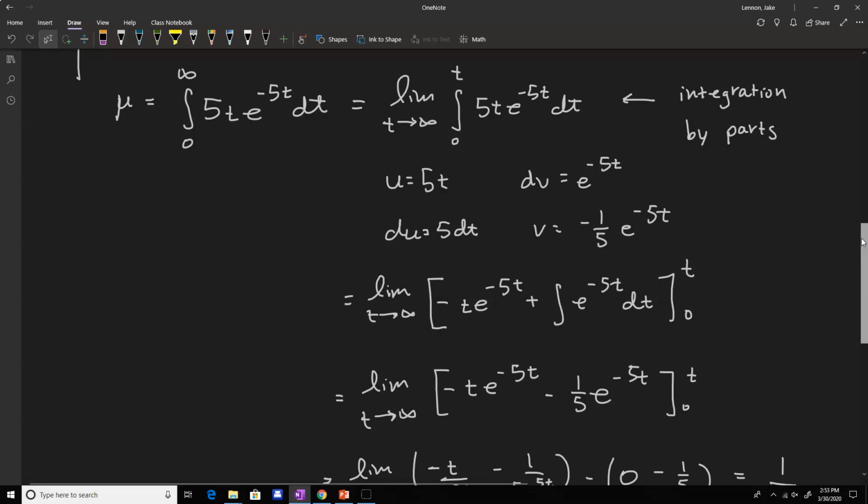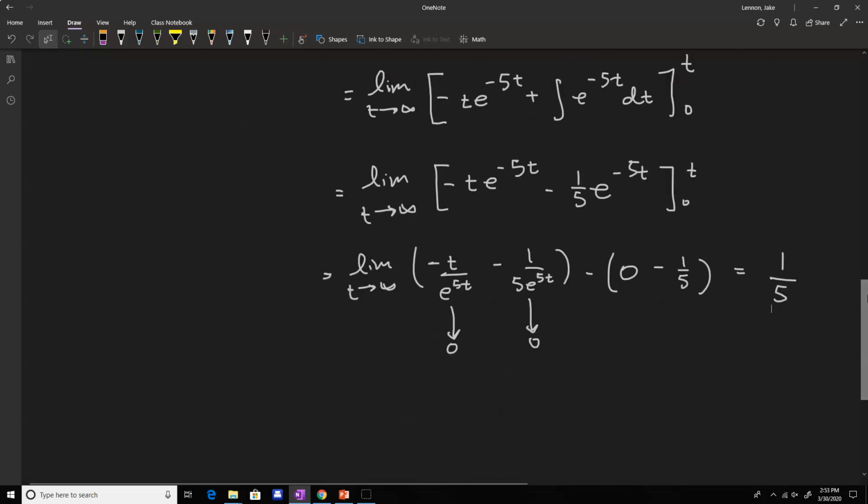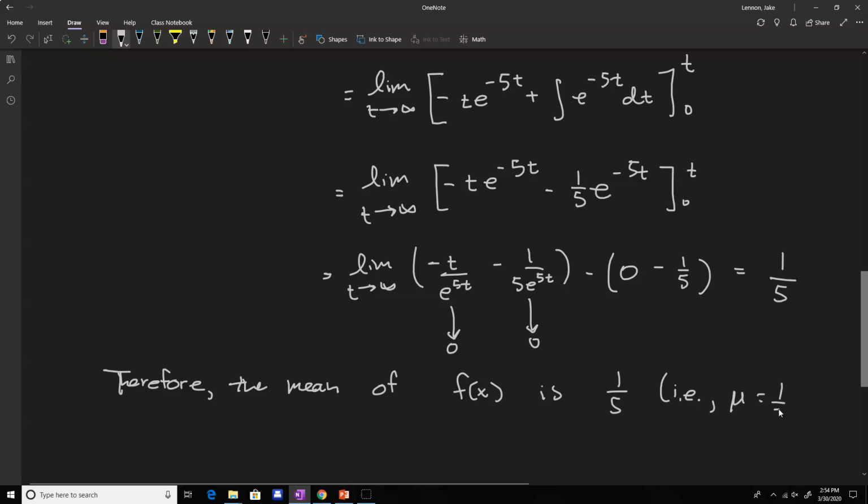Sorry, we're not proving it's a probability distribution function. We're just finding what the mean is. So we didn't do anything wrong. So therefore, the mean of f of x is 1/5. So i.e. mu equals 1/5. And that's our answer. So let's go back to the slideshow and make sure that they got the same thing.